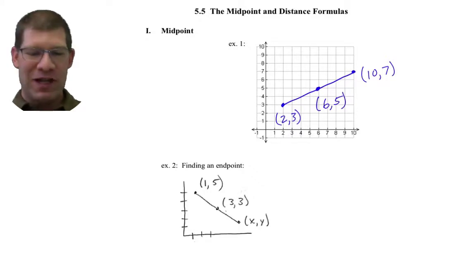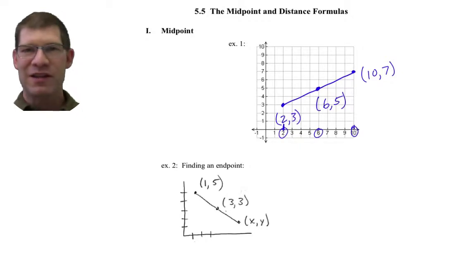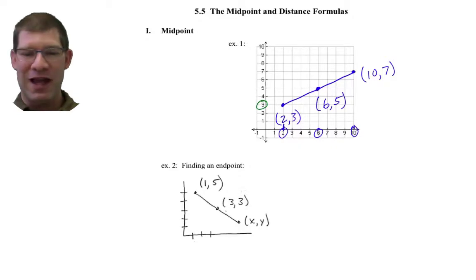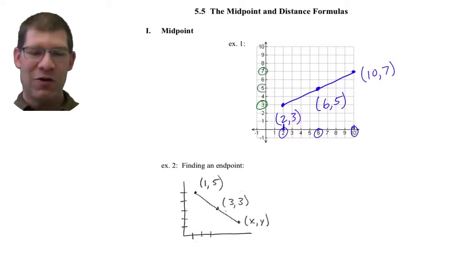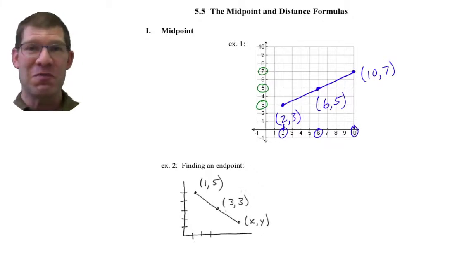Well, if we were to take a look at that, how do we get that 6, 5? Well, my x value here is 2. My x value here is 10. Do you agree that 6 is right in the middle of those? 6 is exactly in the middle of the 2 and the 10. I could do the same thing over here for the heights. My lower height is 3 on the left. My upper height is 7. If you go right to the middle, you get your 5, which is the height of that midpoint. So in order to find the midpoint, we just look at, what's the middle of our two x values? What's the middle of our two y values?